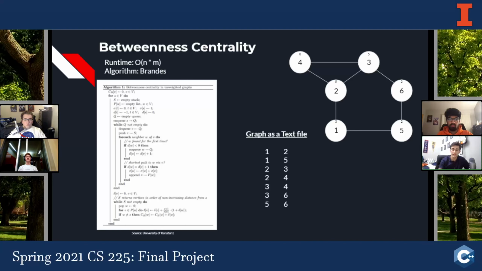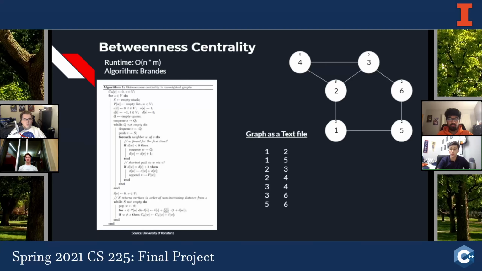And so as you can see in this graph on the right, the big numbers represent the vertex IDs. The small numbers represent the actual betweenness centrality values. And as you can see here, vertices 2 and 3 have the highest betweenness centrality values and therefore are the most central. And you can kind of see that in this very simple graph.